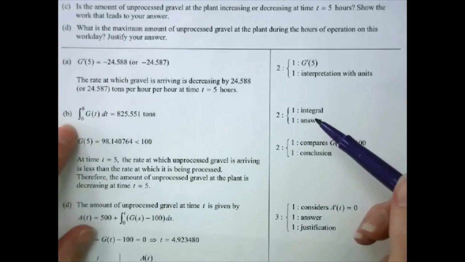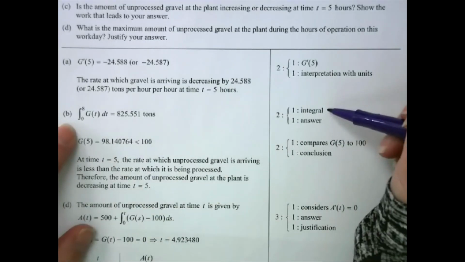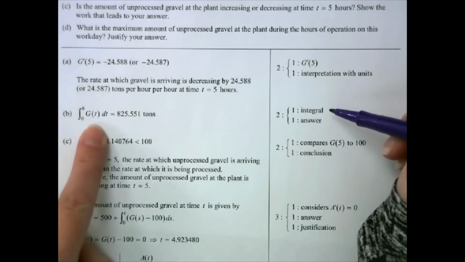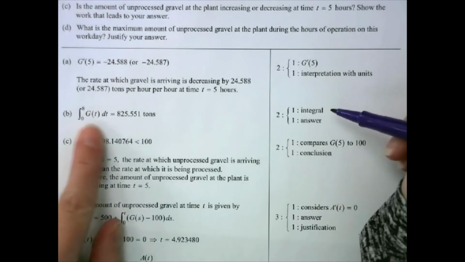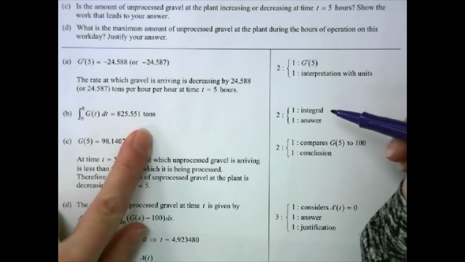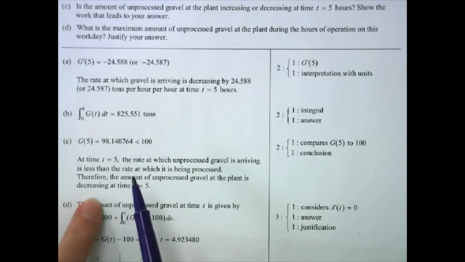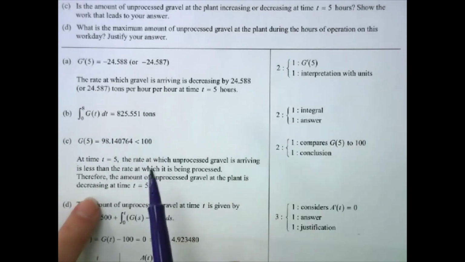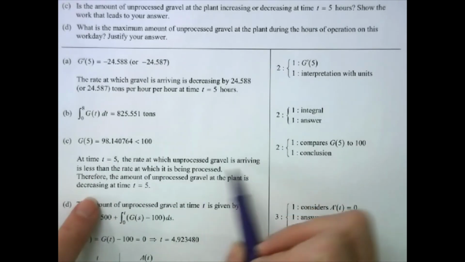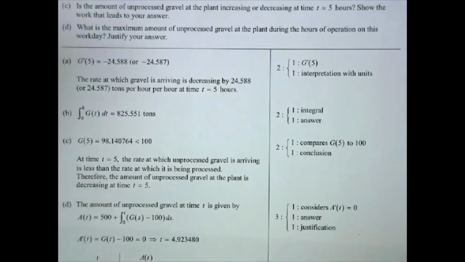Okay, for this one, we just did the integral and the answer. If you didn't actually write out the integral, and this is all you have to do, you would lose a point. So make sure that you're writing out the integral, writing out whatever calculation you're doing, and then your answer. This one where we were seeing, is it increasing or decreasing? We're comparing g of 5 to 100, which we did, and then your conclusion. So we determined it was decreasing.